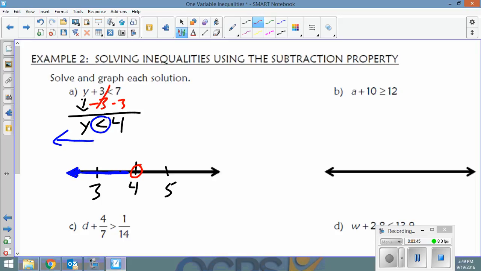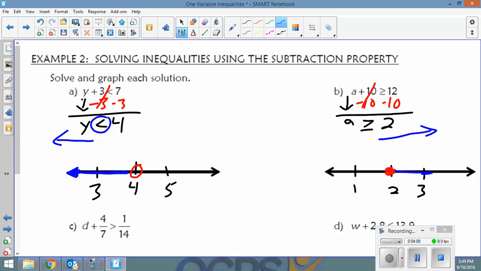Okay. Now the second one, we're going to subtract 10 from both sides. Okay, the a is going to come down. It's going to be a is greater than or equal to 2. So we see how there's a line underneath that, so that means I'm going to shade in at 2. And you see how that arrow is pointed to the right, so that means I'm going to shade everything to the right of that circle.